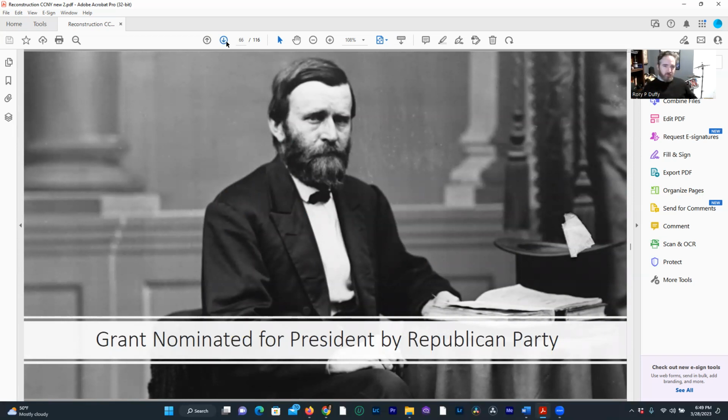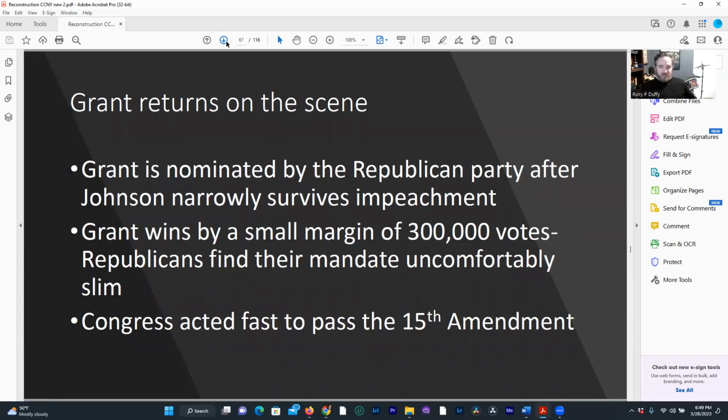Grant will rise to the Republican Party and returns to the scene as someone who's never served as a political figure. He was the general who won the American Civil War, but really he is the most famous man in America after Lincoln's assassination, and we're teetering. It also strikes a little bit of fear into the South because he did defeat the Confederates, and now he is their president. So Grant is nominated by the Republican Party. Grant wins by a small majority of 300,000 votes. The Republicans find their mandate very uncomfortably slim.